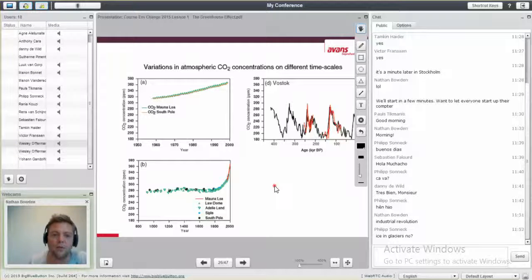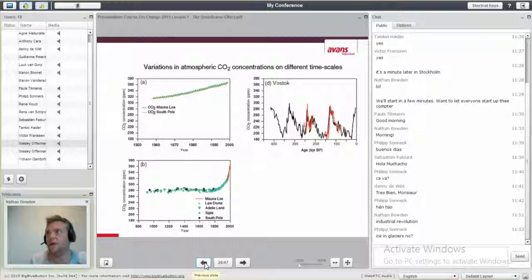So these are confirmed. The CO2 from Mauna Loa, top of the volcano, and it's an extinct volcano, and the Vostok concentrations. That is, I believe, the Russian part of the Arctic, but it's in the Arctic Circle. That's where they do the ice cores.